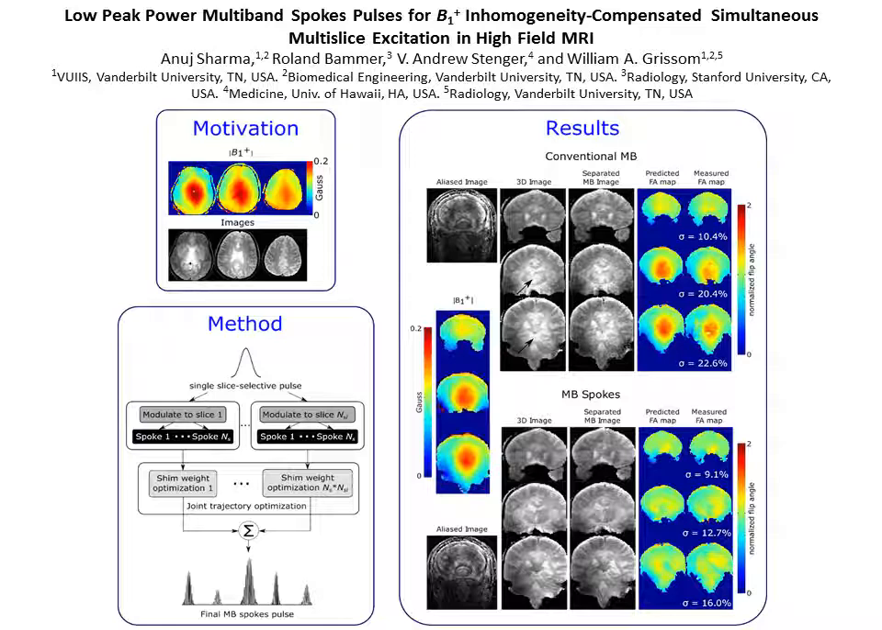To summarize, in this work we have proposed multiband spokes pulses to mitigate the effects of transmit RF field inhomogeneity in high field MRI. We have demonstrated that images acquired at 7T using the multiband spokes pulses show significantly reduced center brightening artifact compared to images acquired using conventional multiband excitation. The multiband spokes pulses will be most useful for high field SMS applications such as functional MRI, diffusion weighted imaging, and susceptibility weighted imaging.